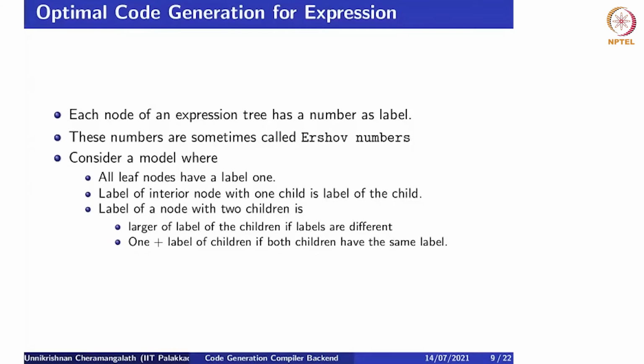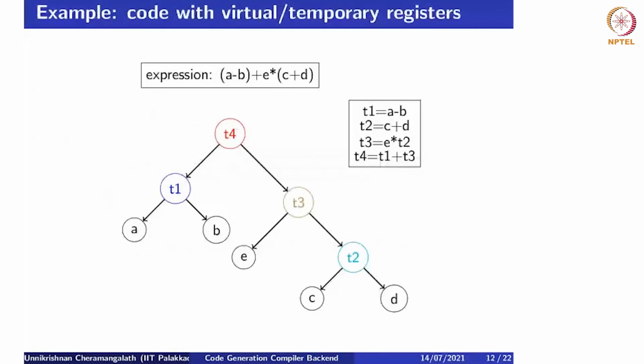Yeah. So here I would like to know what will be the label for A, B, E, C, D. A, B, C, D, E will be 1. Then T2 will be 2, because these are different, so we will add 1. Then E is 1, T2 is 2, so T2 will be 3. T3 will also be 2. And T1 is also 2. Since T1, T3 are 2, T4 will be plus 1.